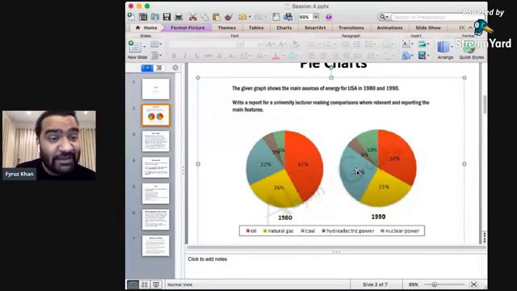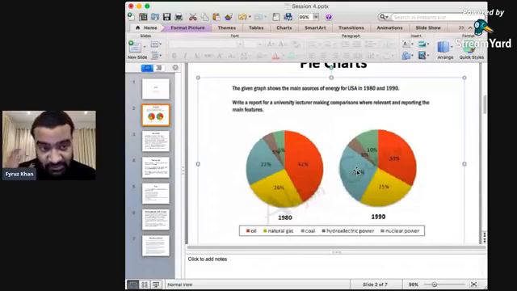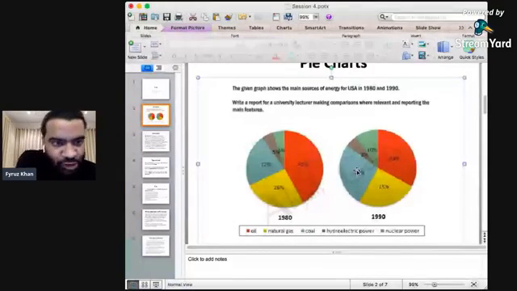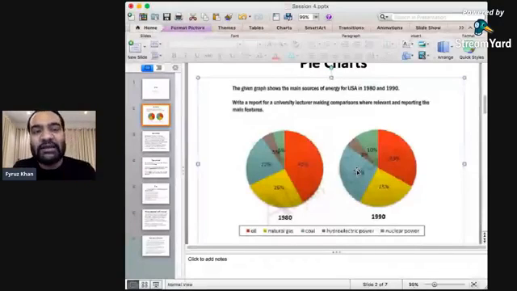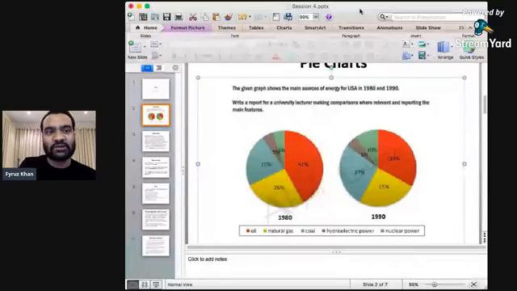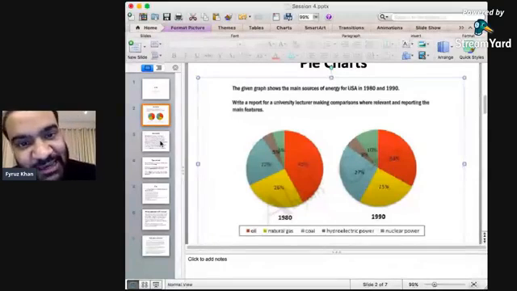Sometimes you will have two, sometimes you will have one, sometimes you may have one pie chart, and then sometimes you may have one bar graph. It's common, but having two charts or two bar graphs does not mean that your writing is going to be difficult. Okay, so yeah, there we go. This is a pie chart.